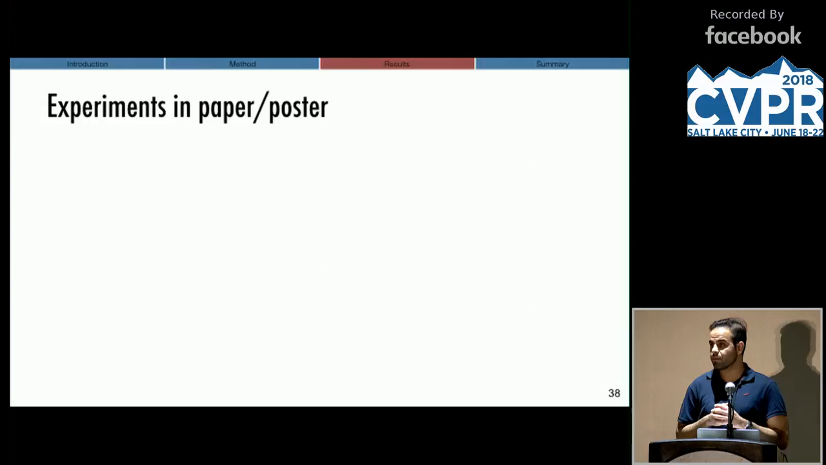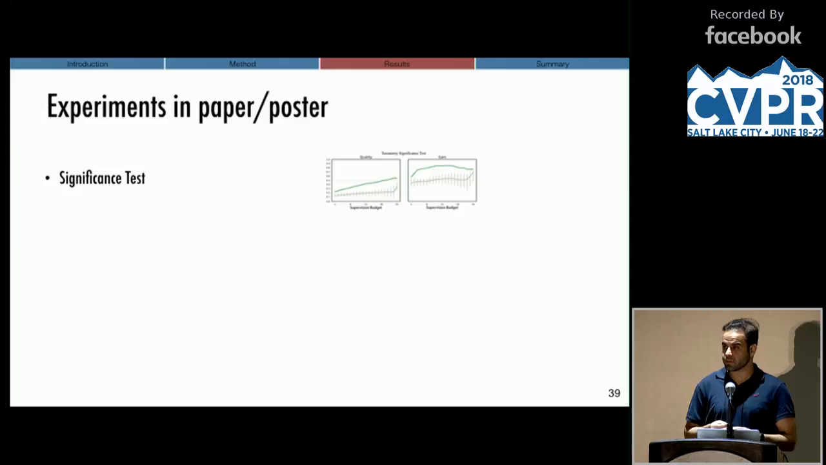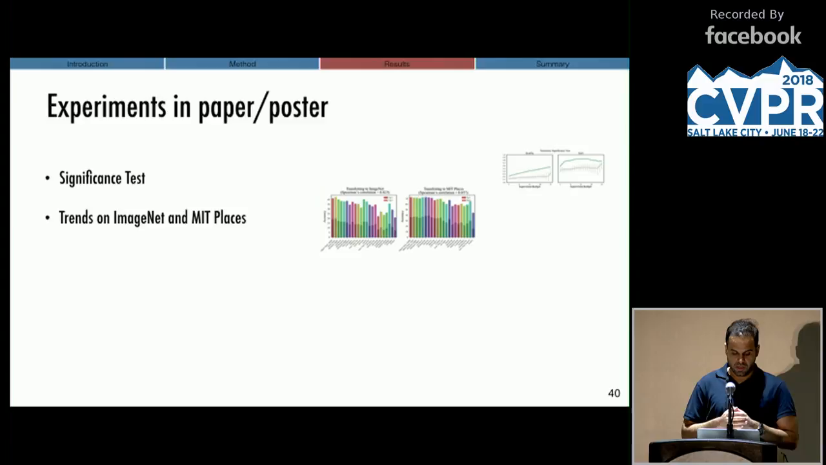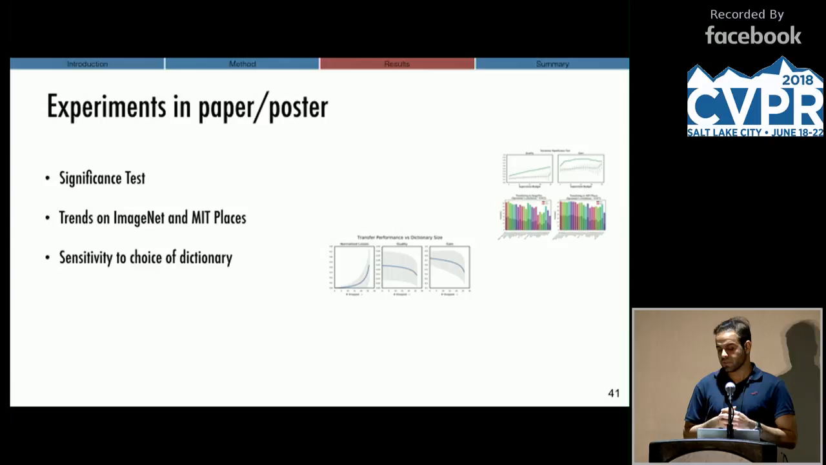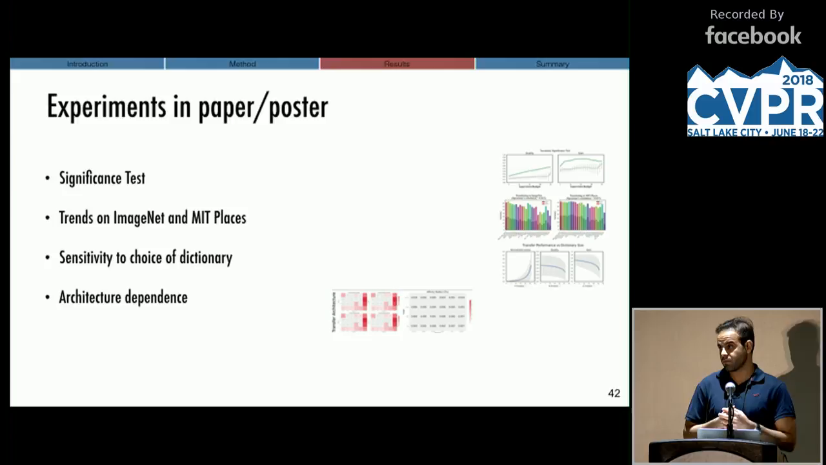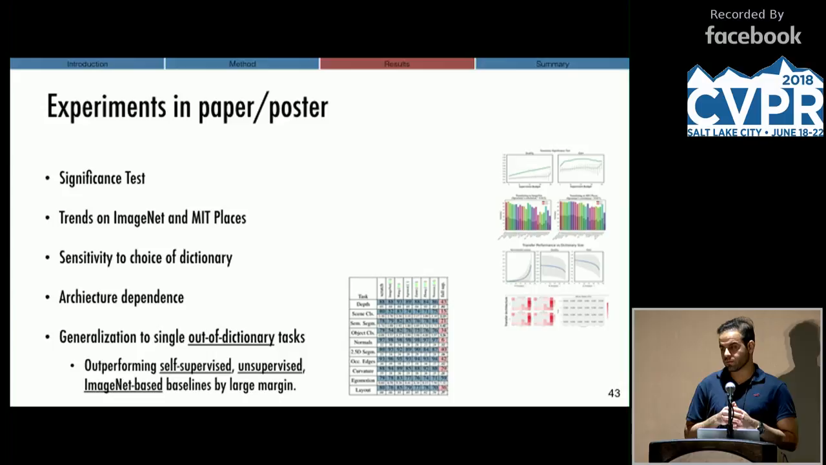They're important, but we didn't include them in the talk. For instance, a significance test showing how important it is to use this particular taxonomy found by our method rather than just any connectivity. Evaluating the trends found on the taxonomy data set on ImageNet and MIT Places to make sure the results are not data set specific. We evaluate the sensitivity to choice of dictionary. We evaluate the model dependence by testing on varying architectures, and also generalization to single out-of-network tasks, and compared that to self-supervised and unsupervised ImageNet-based baselines, which again show they are outperformed by a large margin, and the implications of that are discussed in the paper again.